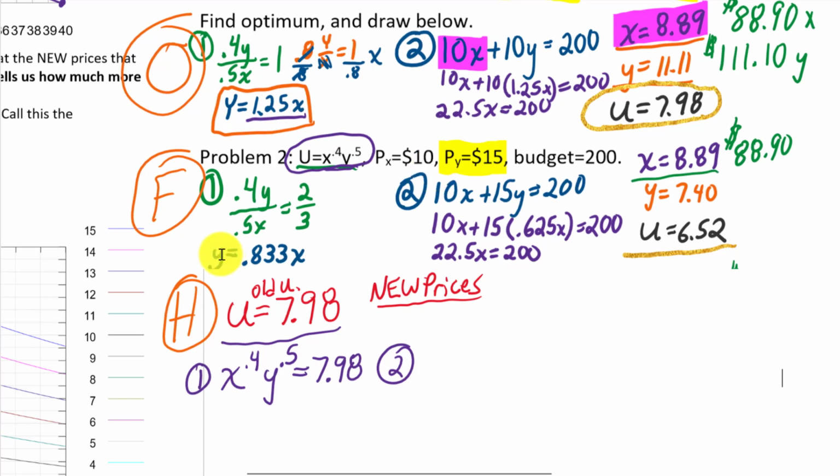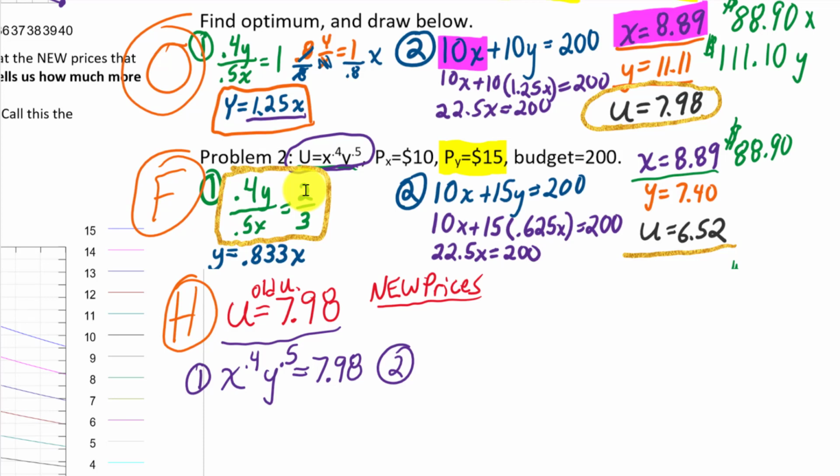Equation number two is we want to represent the new prices. If we're looking at the new prices at this solution, what's going to have to be true is that the slope of the indifference curve, the marginal rate of substitution, is going to have to equal the slope of the budget line using the new prices, 10 and 15. Oh, well, this is the equation we want to use then: 0.4y over 0.5x, that's the marginal rate of substitution, equals 2/3, or 10 over 15.